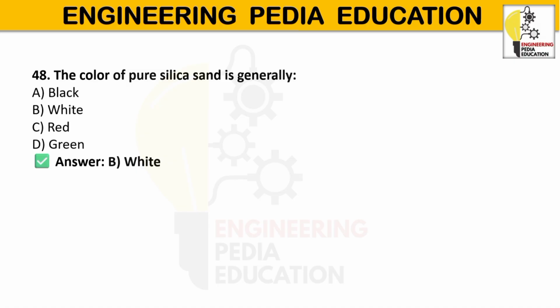Pure silica sand contains mainly silicon dioxide. The color of pure silica is white. Characteristics: very hard and durable, chemically inert, white or nearly colorless. It is used in glass manufacturing, foundry work and special concrete applications.